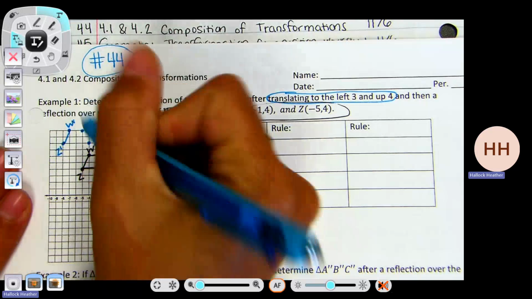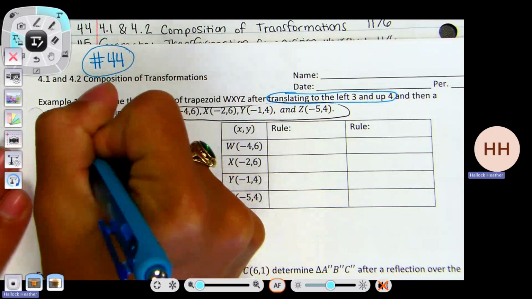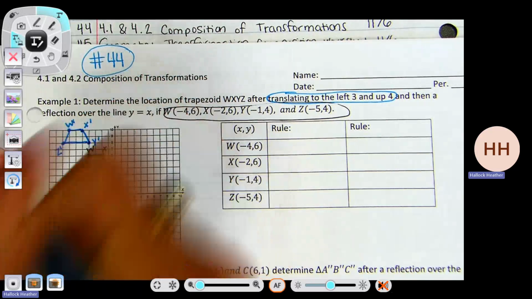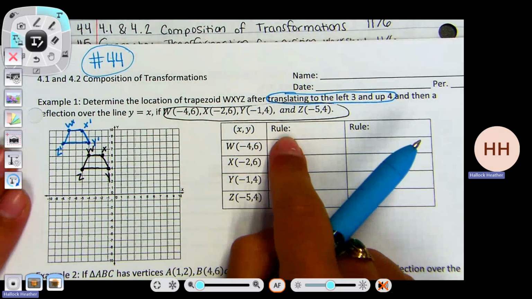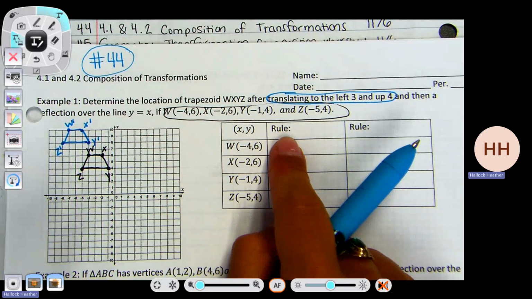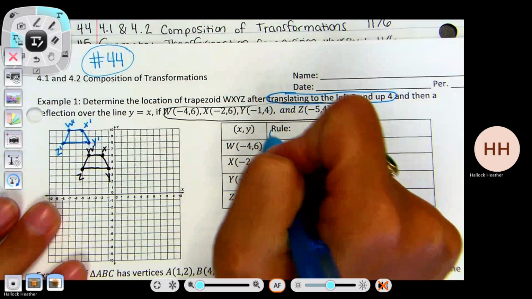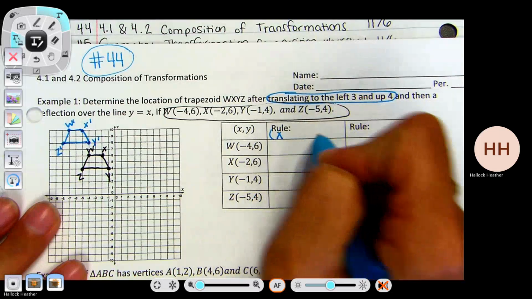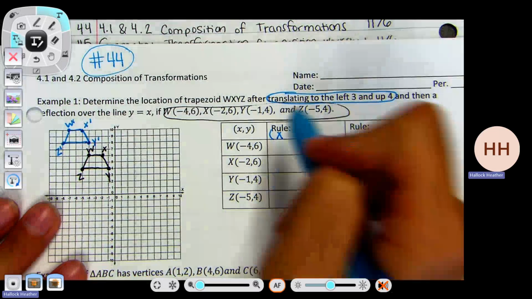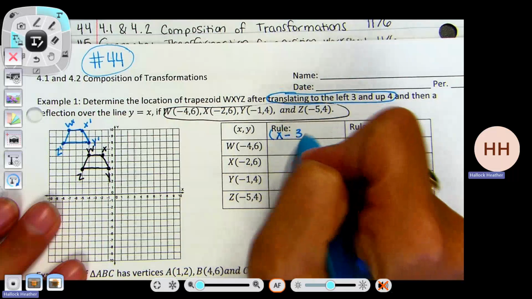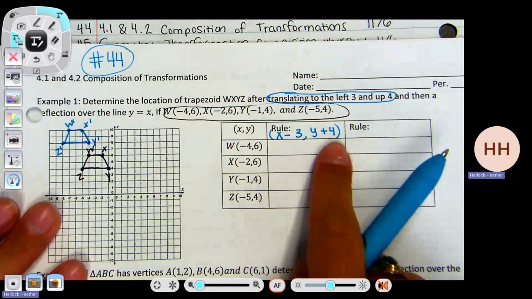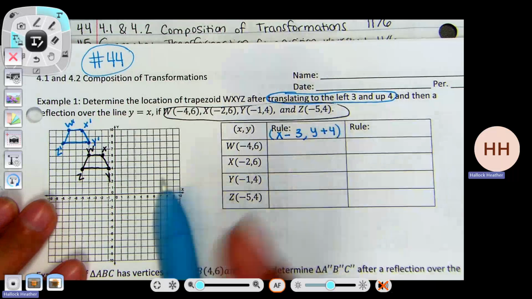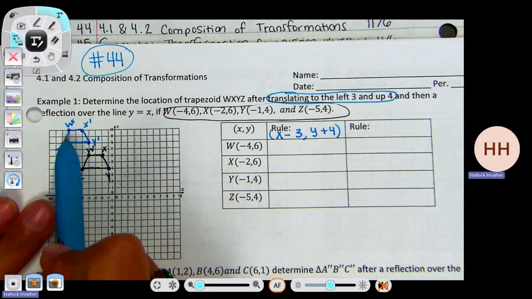So my cute little baby trapezoid should look exactly the same. All it did was shift left and then up. So what would be the rule to what I just did? What would be like the math rule? X minus 3 because I'm going left, and y plus 4. So remember this rule, they're going to look for it on your EOC. Since I went left, I'm minusing. Since I went up, I'm plussing.